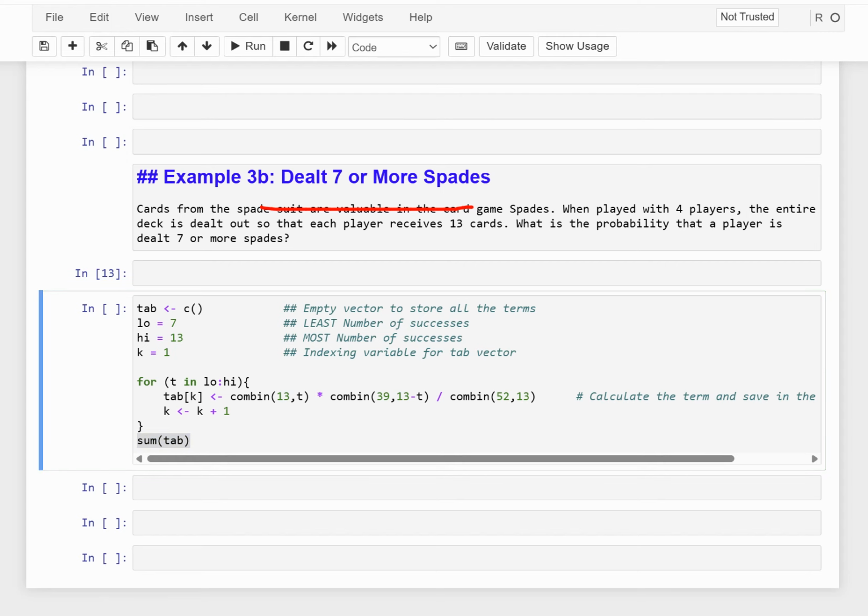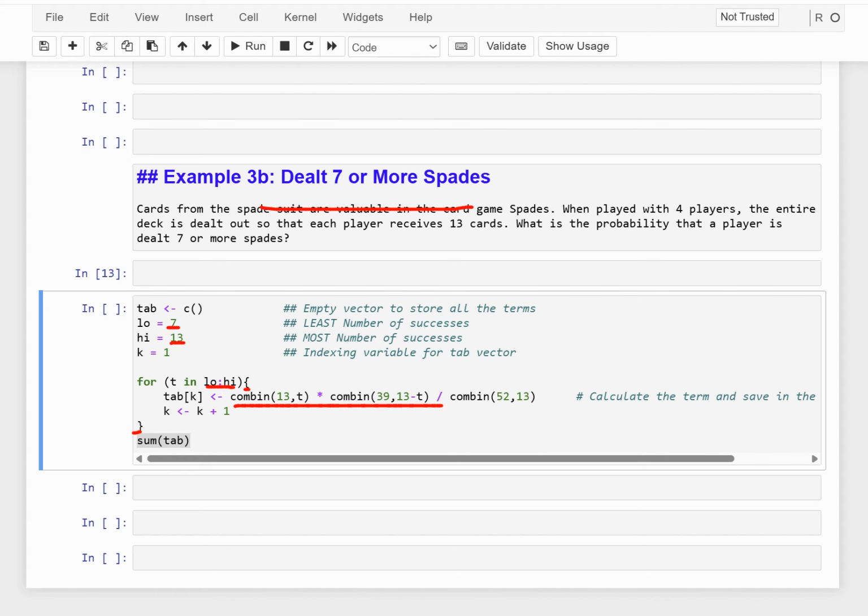And where does the for loop start? It starts at 7 and it goes to 13. And this is the part that's doing that. It starts at low and it goes to high. Okay, remember the curly brackets tell it what to do each time. That's the thing that's happening.